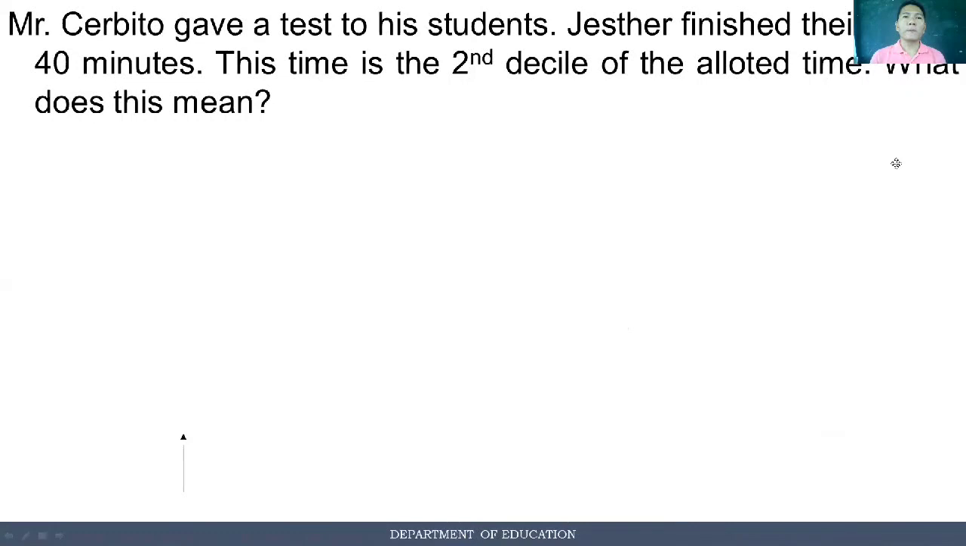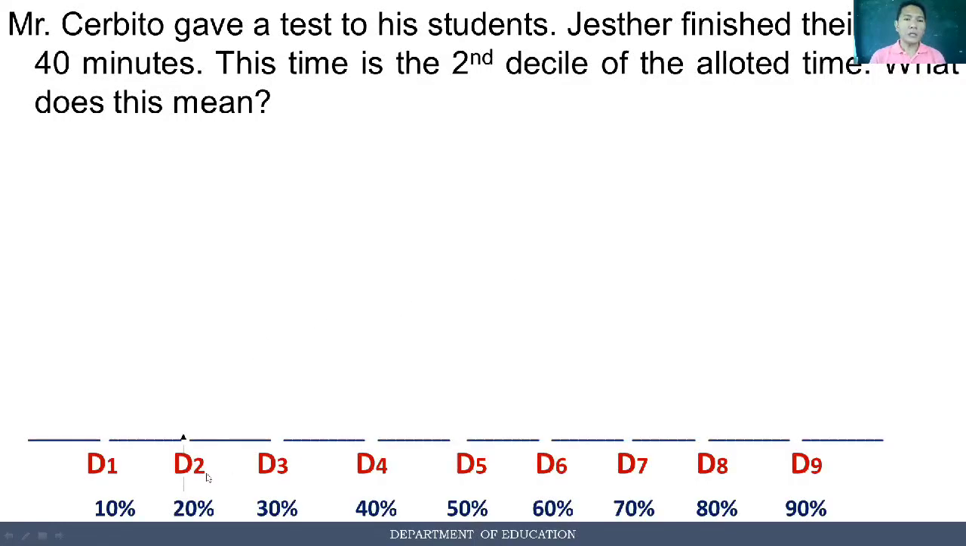Mr. Cerdito gave a test to his students. Jester finished the test in 40 minutes. This time is the second decile of the allotted time. So what does this mean? The 40 minutes that Jester took to finish the exam is only the second decile of the allotted time. So this is how we illustrate the decile. The second decile represents 20% of the distribution, and that is only 40 minutes that Jester took to finish the exam.